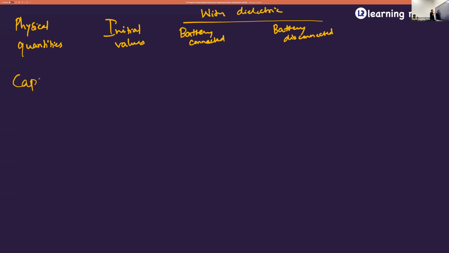If I talk about capacitance, the initial capacitance is C naught, right? Now, if you insert a dielectric, the capacitance will become K times C naught, and here also the capacitance will become K times C naught. Are you able to understand? Similarly, the next point is about charge. If I take the initial charge to be Q naught, this will be equal to C naught into V naught.